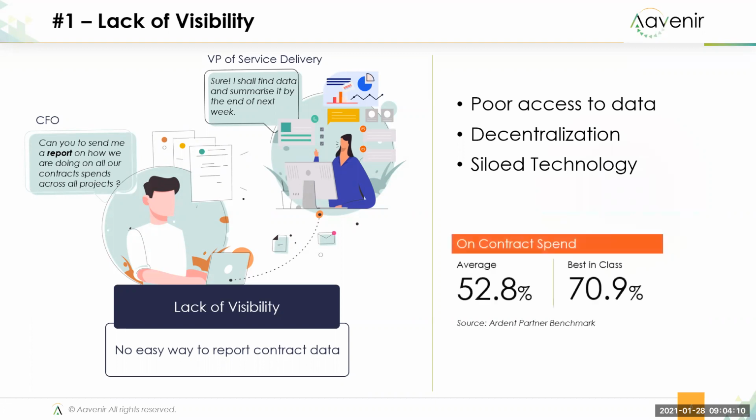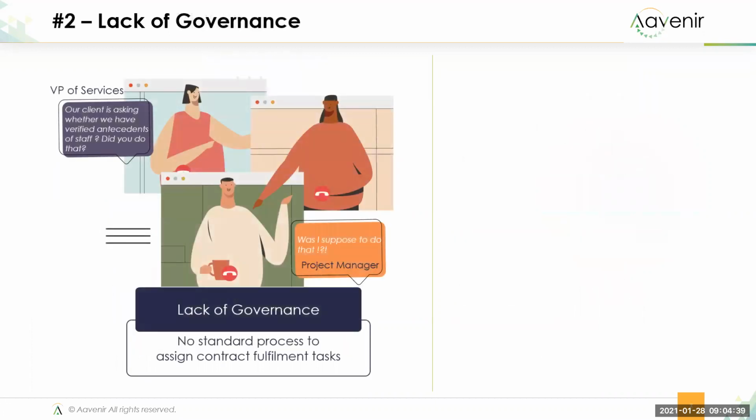So just look at this statistic from Ardent Partners. The industry average for on-contract spend is only 53%. And that means almost half of an organization's procurements are happening off contract, which certainly means that tons of transactions are flying under the radar. This is a direct result of just poor visibility into the contracting process. And it's also attributable to another very common problem, which is a lack of governance. Most organizations don't have very much of a firm, authoritative handle on their overall spending strategy.